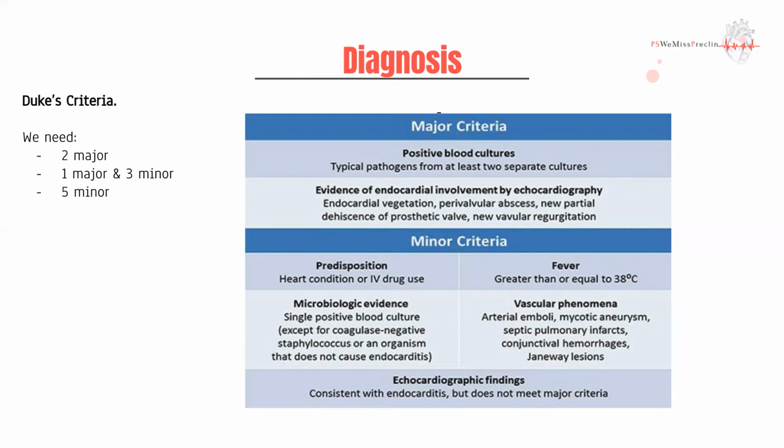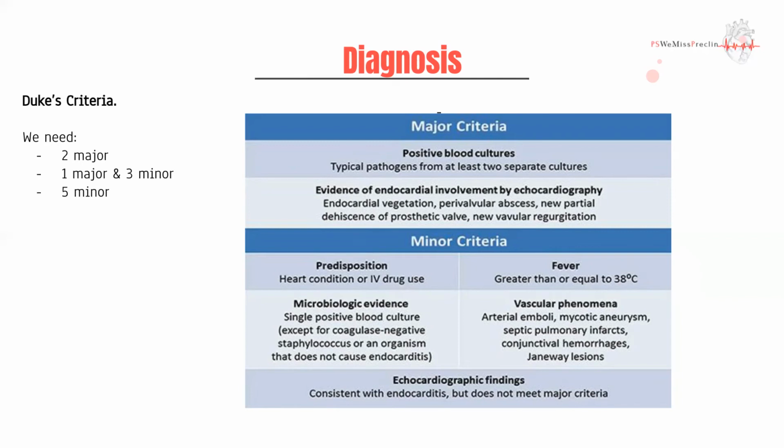Minor criteria include having a predisposition, so having a heart condition that puts you at risk for developing vegetative growths, because you already might have some damage in the endocardium, or being an IV drug user. Microbiological evidence, like a single blood culture, because two is a major criteria. A fever greater than 38 degrees, and any vascular phenomenon.